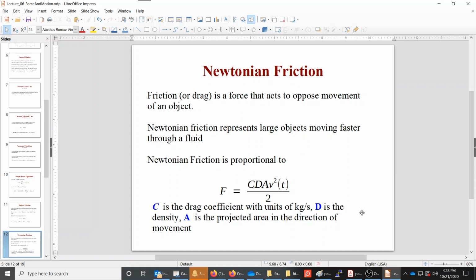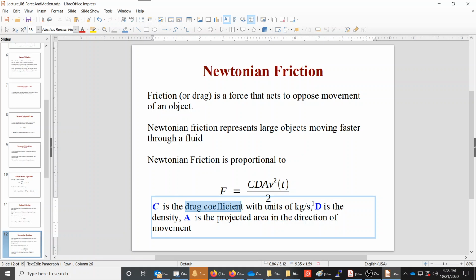All right, now there's also a Newtonian friction, okay? And so this one's a little bit more complicated here. The Newtonian friction is based on a drag coefficient, but it also takes into account the density. So if you're moving through air or you're moving through water, right, the density is greatly different. And also the area, the cross-sectional area of the object that's moving through there.